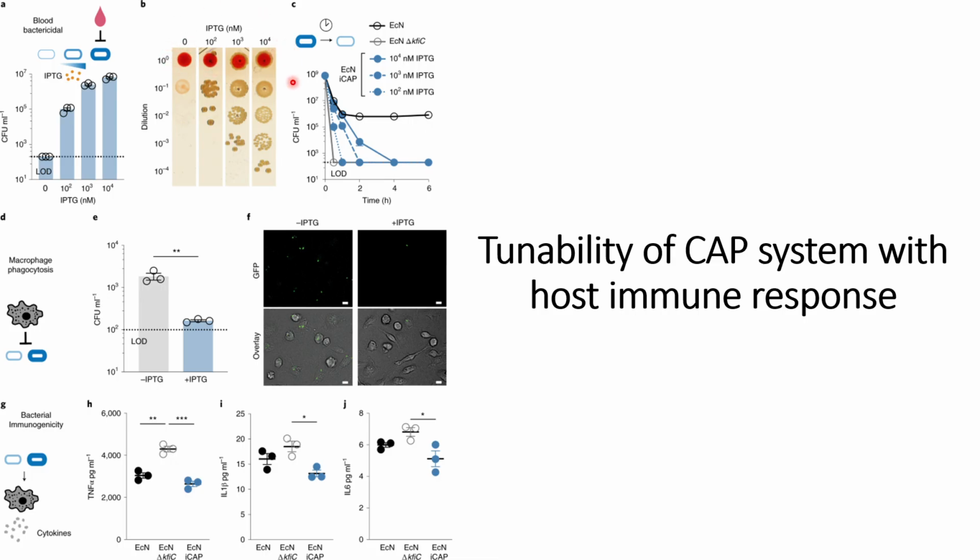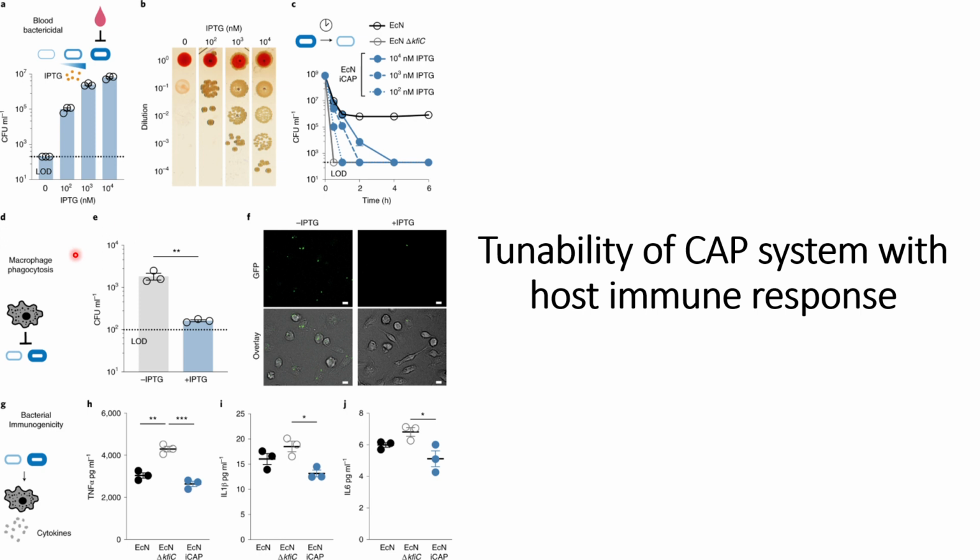Now they wanted to check the clearance time. When there is no KFC gene in the ECN, they are able to see its clearance time is very low, and it goes below the level of detection in less than 1 hour. But when they use IPTG, they are able to control the amount of time the bacteria remains within the host. In the wild type case, even after 6 hours, they are able to see stable ECN concentrations, indicating that their tunable CAP system can be controlled and can be cleared off when it is not induced by IPTG.